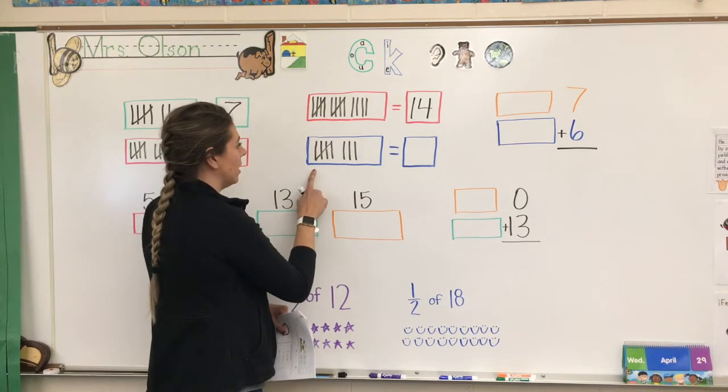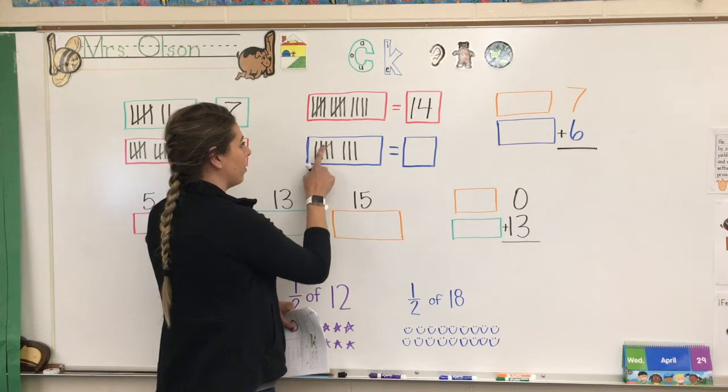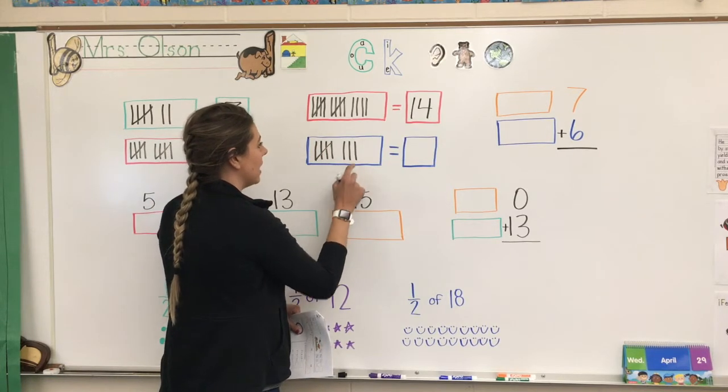And let's look at this one here. We have 1, 2, 3, 4. The line that goes across makes that group of 5, 6, 7, and 8.